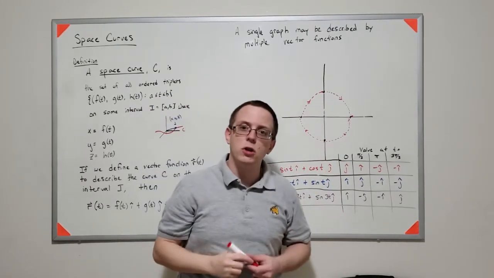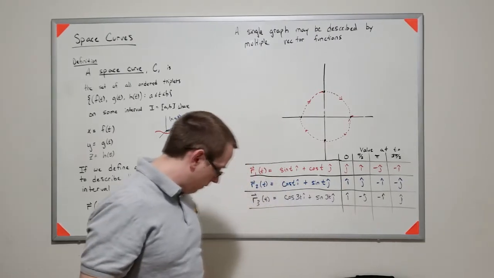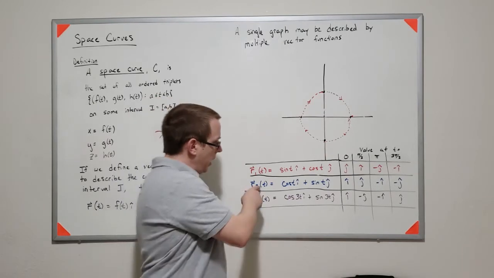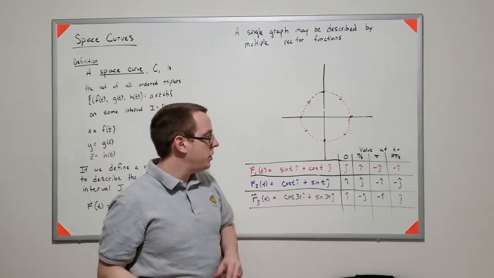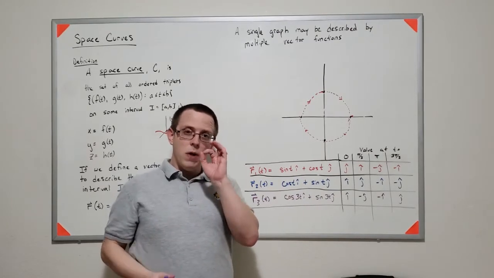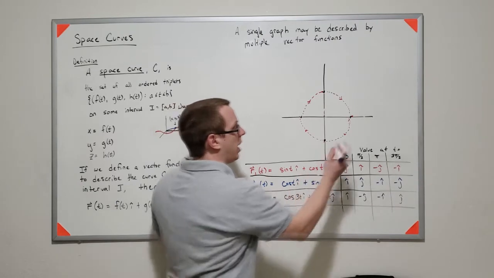Clockwise motion to construct the graph of that circle. But that's not the only way to construct the graph of that circle. If I took this function, cosine t i plus sine t j, at the starting time, at time 0, we actually start at i.